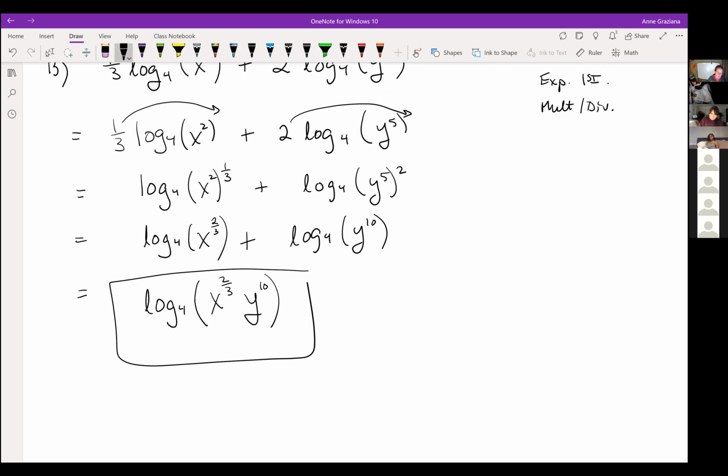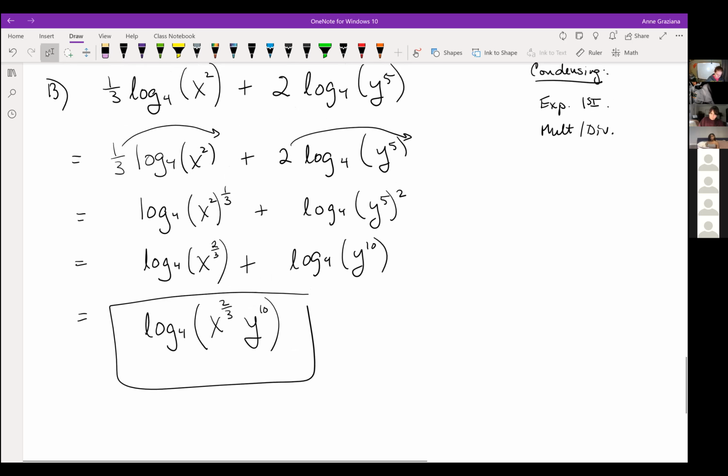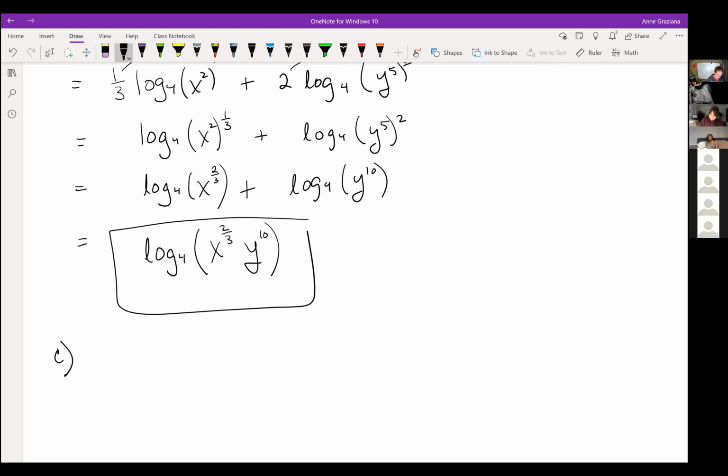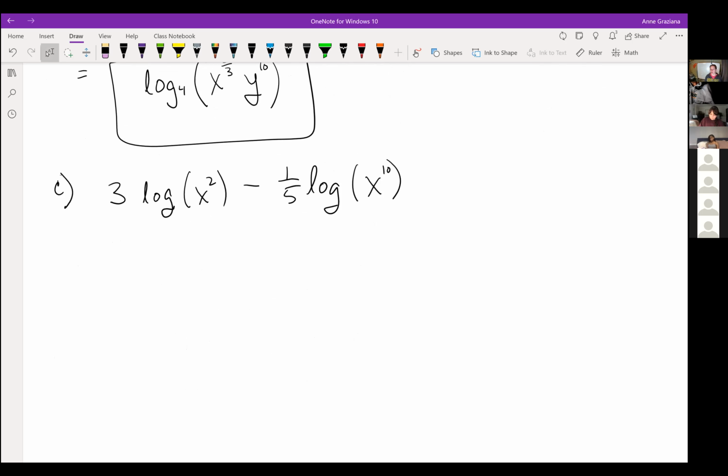Any questions? All right, one more. 3 log base 10 of x squared... okay, I'm not forgetting the base, that is base 10... minus 1/5 log base 10 of x to the 10th. You guys go ahead, try this one. I'll give you like a minute. See if you can condense that into one log.